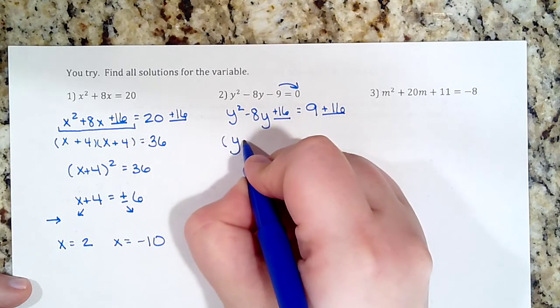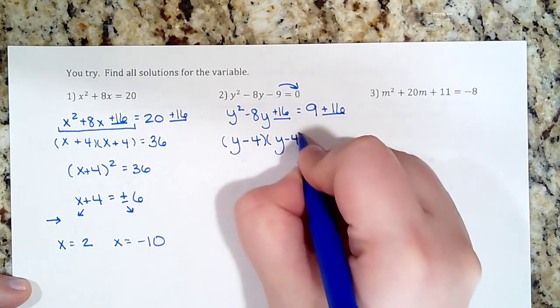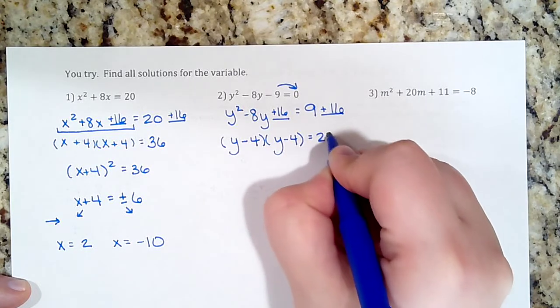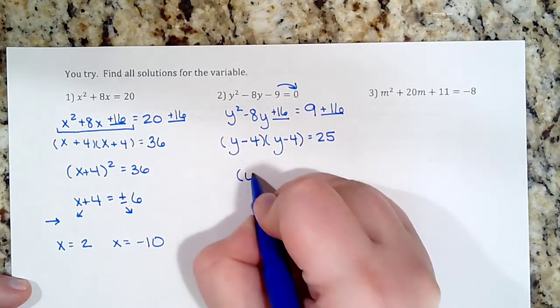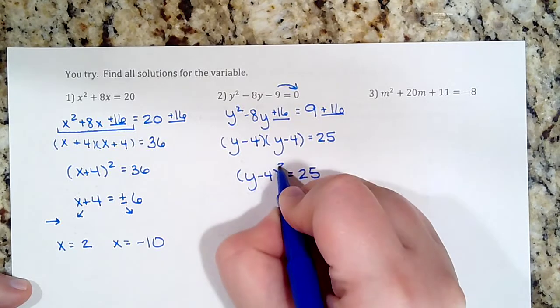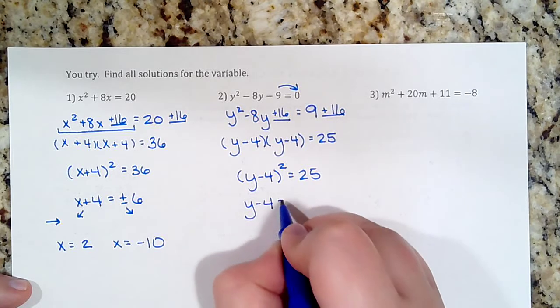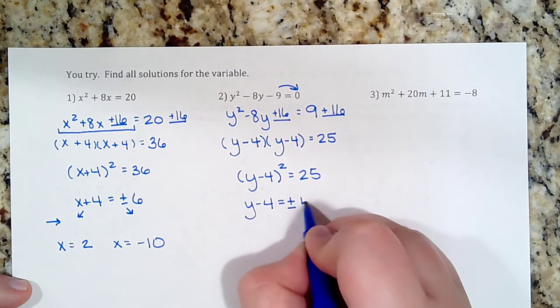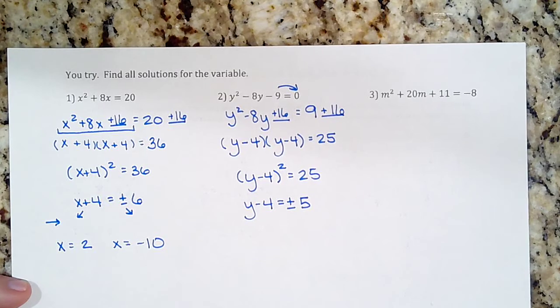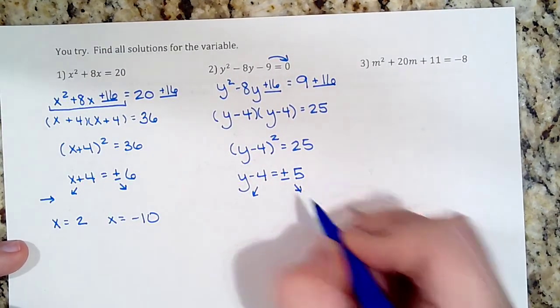And keep going. Perfect square trinomial. Y minus 4 squared equals 25. Rewrite as perfect square. Oh, I forgot my square there. Oops. Take the square root of both sides. Plus or minus 5, positive. There we go. And solve into your two solutions.